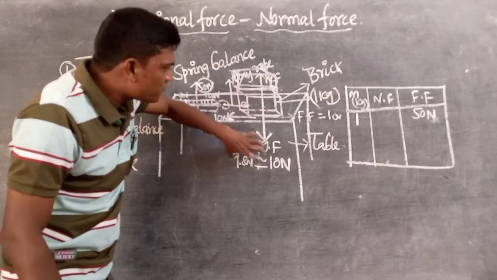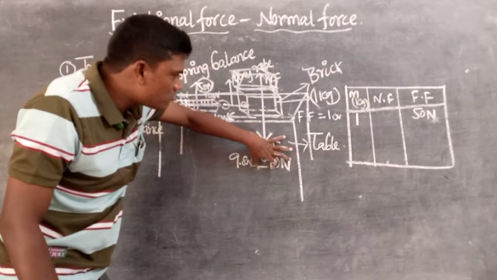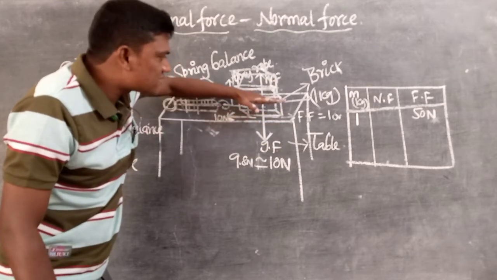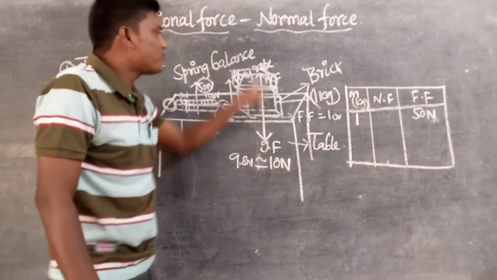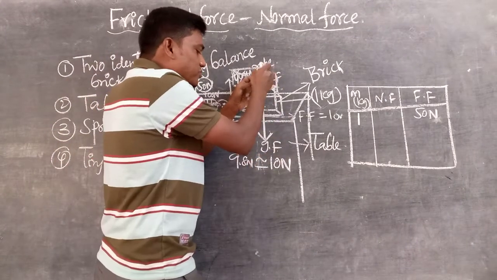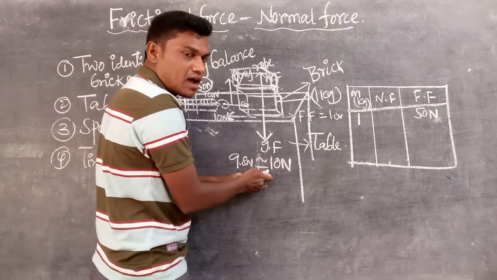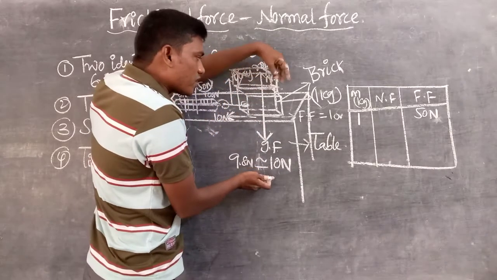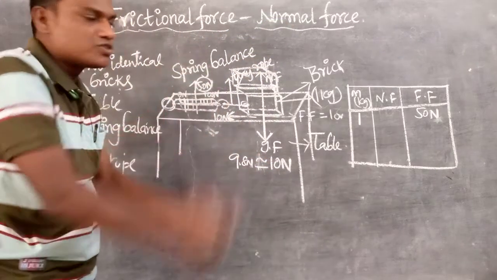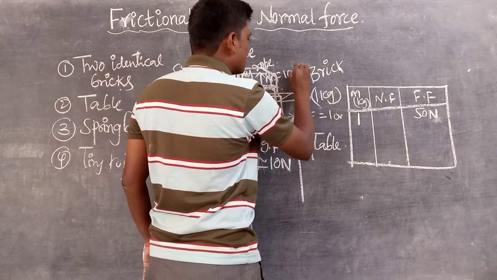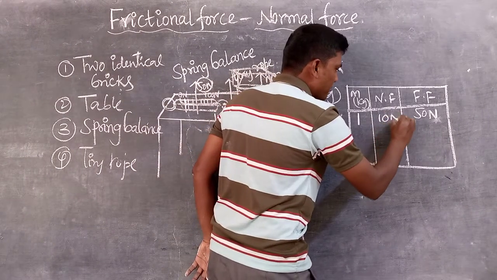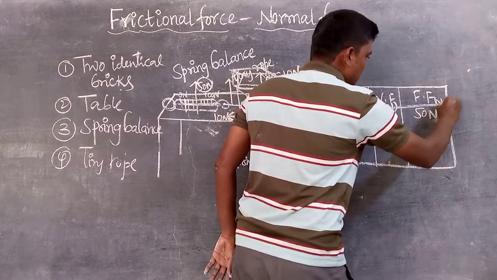So 10 Newton force is acting on the brick vertically downward, but the brick does not move downward; it is still at rest on the table. This means some force is acting vertically upward by the table on the brick. This magnitude is always equal to this one, as you already know from net force. When two forces are equal in magnitude but opposite in direction, the body is in which position? Rest position. That's why the normal force on the single brick is how much? 10 Newton. We have considered that. Frictional force is also in Newtons.